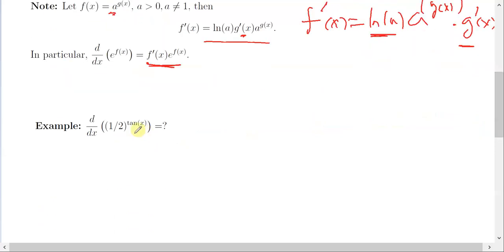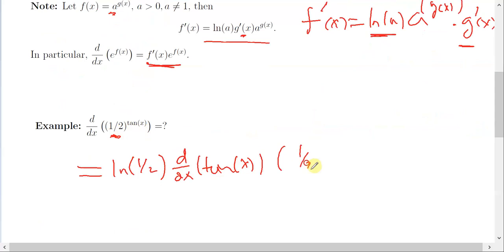Here I've got 1/2 to the tangent x. So that's a composition of functions where it's a base 1/2 exponential function raised to the tangent x. So if I want to take the derivative, I know that that derivative is going to be natural log of 1/2 times the derivative of tangent times 1/2 to the tangent. If you want to go through the actual chain rule, it's the derivative of 1/2 to the tangent. Well, that's natural log of 1/2, 1/2 to the blank, put the inside function back in, then multiply by the derivative of tangent. So it's just in a different order.